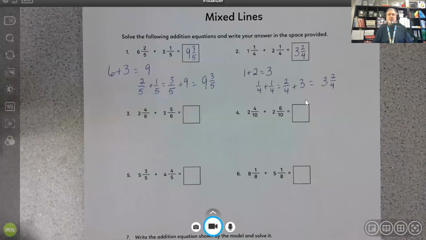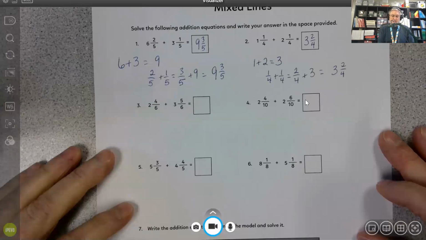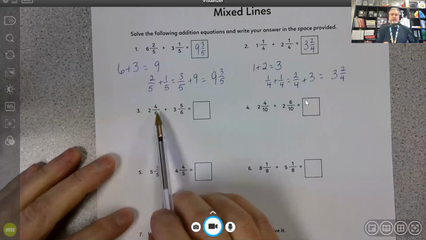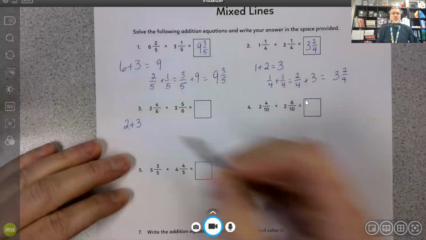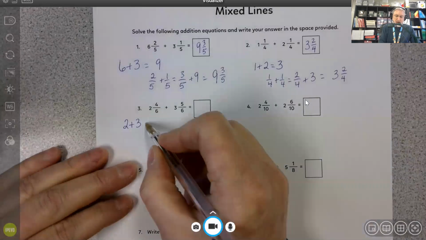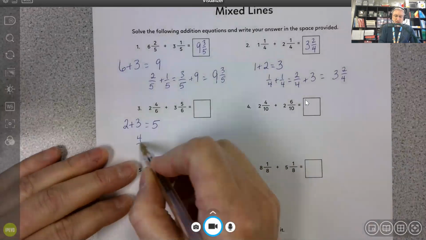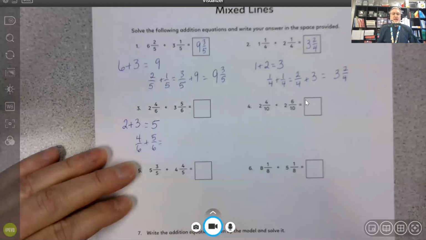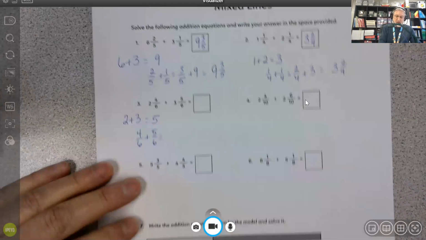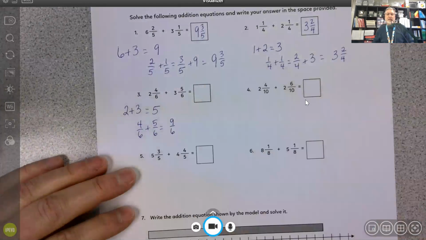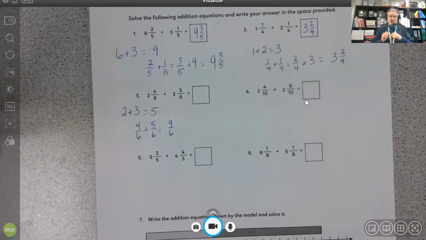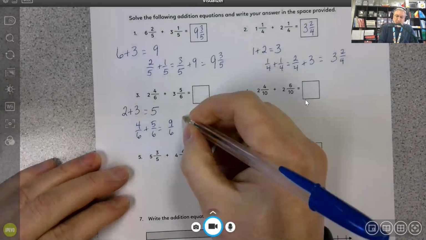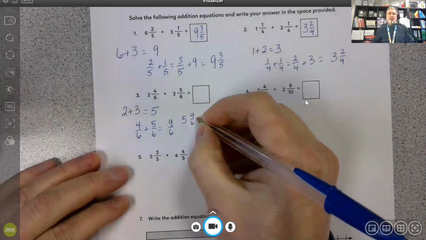All right, so we finished the first two on this. Now this third problem says 2 4/6 plus 3 5/6. We're going to start off with adding our whole numbers. 2 plus 3 equals 5. And then I have 4/6 plus 5/6, which equals 9/6. Does anybody remember what kind of fraction that is when a numerator is larger than our denominator? That is called an improper fraction. So I would have 5 9/6, and I don't want to leave it like that.